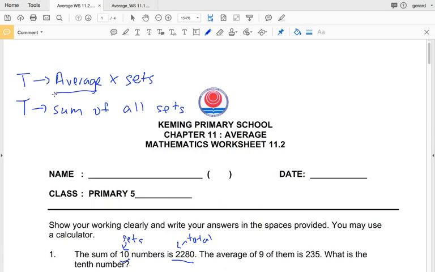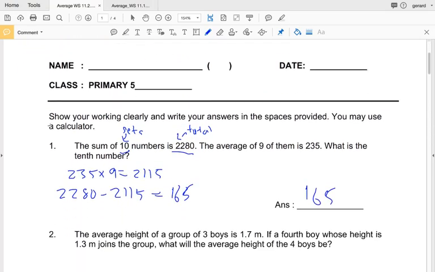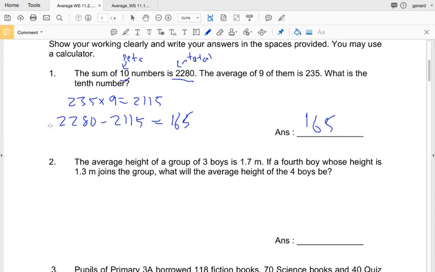You can find the total. And sometimes, occasionally, they'll ask you to find the number of sets, as you saw in question 1 just now. We not only use this, we also use this to find out what is the last number. So for question 2, same. The average height of a group of 3 boys is 1.7 meters. So basically what we do is to find the height of all the boys.